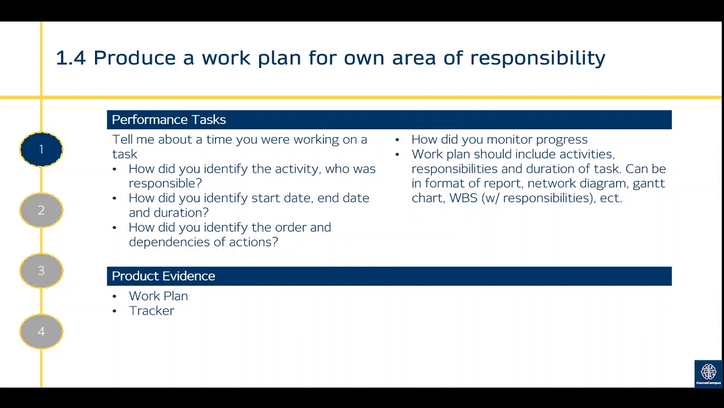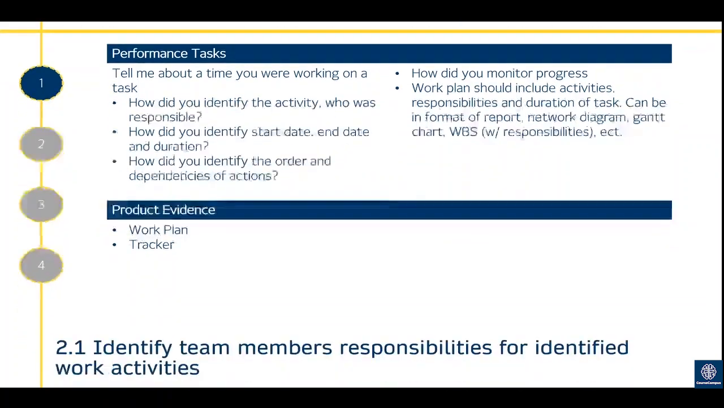Work plans should include activities, responsibilities and duration of task. It can be in a format of a report, network diagram, Gantt chart, work breakdown structure with responsibilities, etc. So there's a wide range of different formatting for this sort of document, but they use the term work plan, so it is quite vague, so that whatever you use in your workplace can be used as evidence for this. And the other thing is there's a strong link here with the schedule unit, obviously, but there's also strong links with other units. So the best way to do this is holistically. Product evidence would be a work plan or some form of tracker.